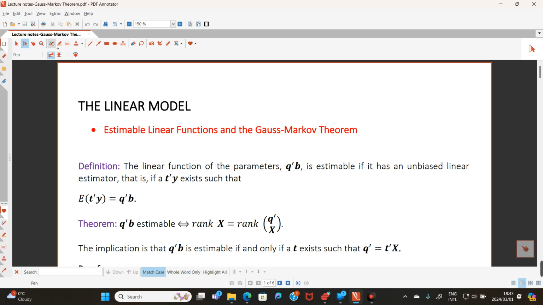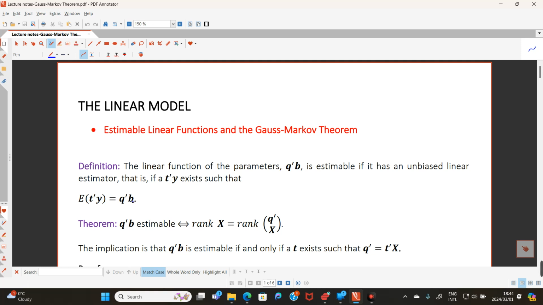We say that the linear function of the parameters q prime b is estimable if it has an unbiased linear estimator. It means that there exists t prime y, for which the expected value of t prime y is equal to q prime b. First of all, the vectors here are column vectors. So t prime y is a scalar, q prime b is a scalar.